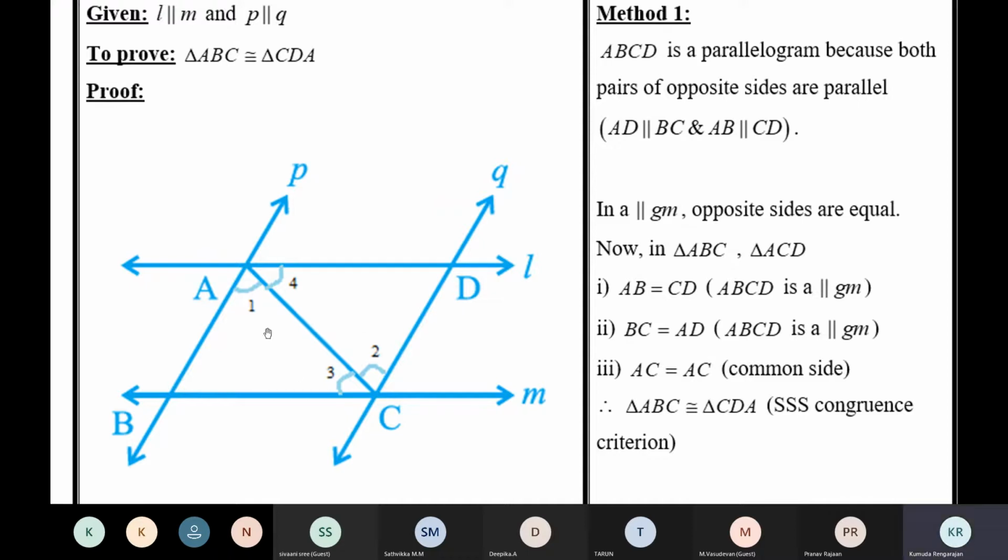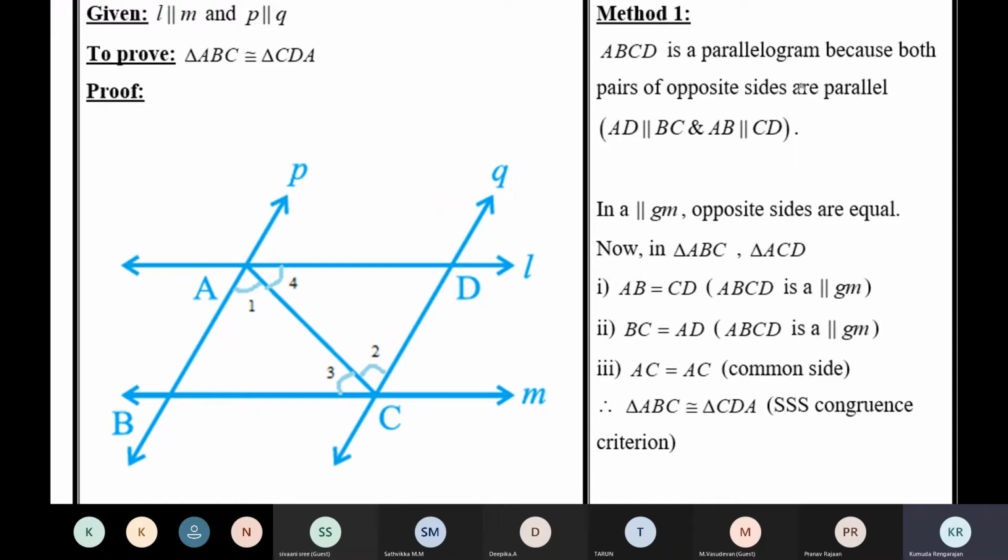So these angles will be used in the proof. I've numbered the angles 1, 2, 3, and 4. You have to number them as and when needed. Before you start writing this, you cannot mark off 1, 2, 3, and 4. As and when you need, come back to the figure and mark the angles.